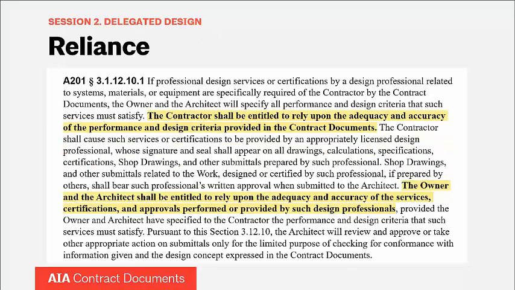There's also an important two-way reliance dynamic that exists in a delegated design scenario, something that's also found in the A201. The contractor is entitled to rely on the adequacy and accuracy of the performance and design criteria, while the owner and architect are entitled to rely on the adequacy and accuracy of the services, certifications, and approvals performed by the contractor's design team.